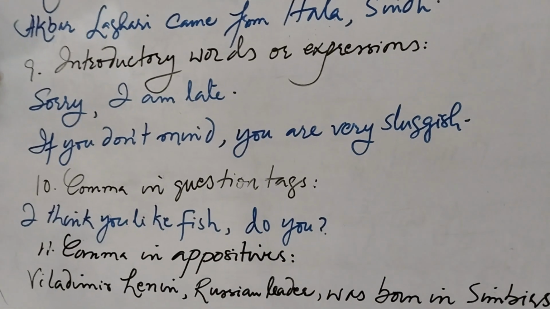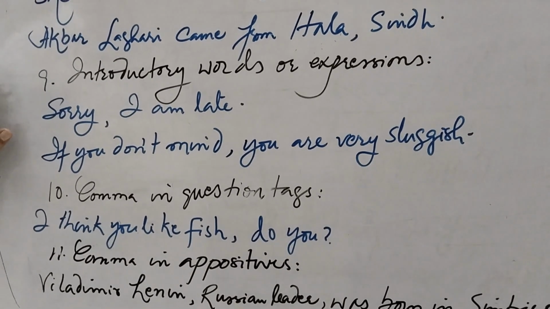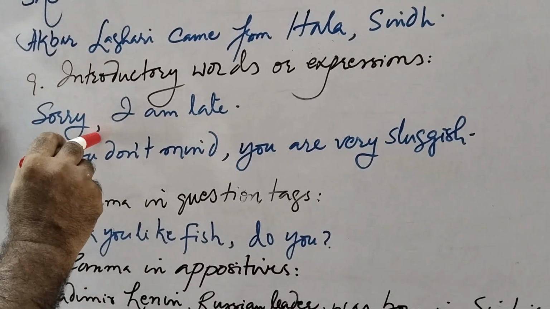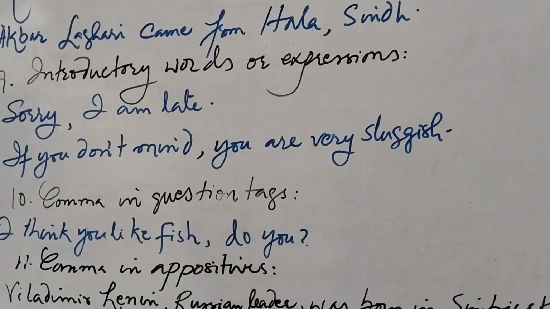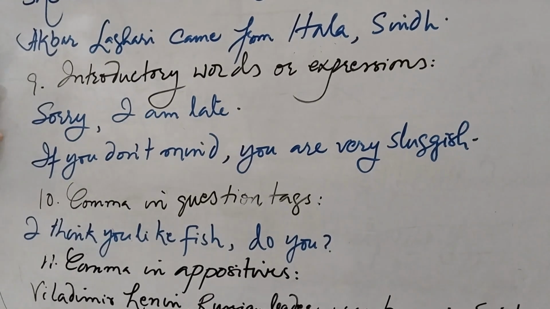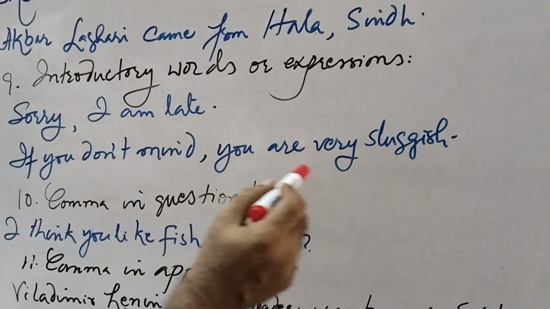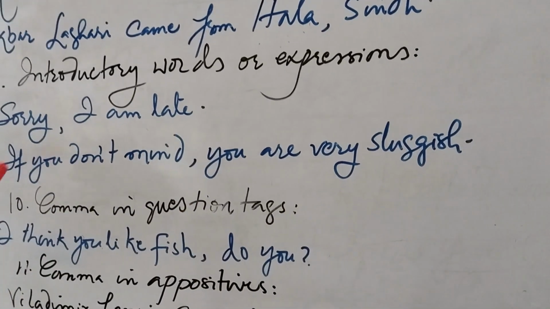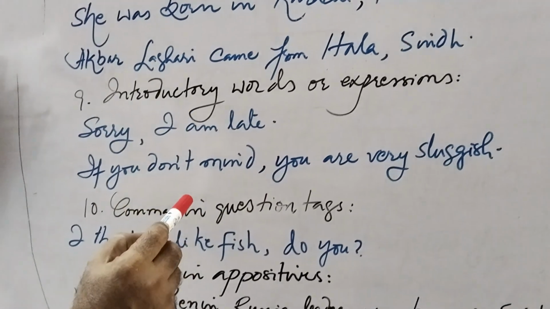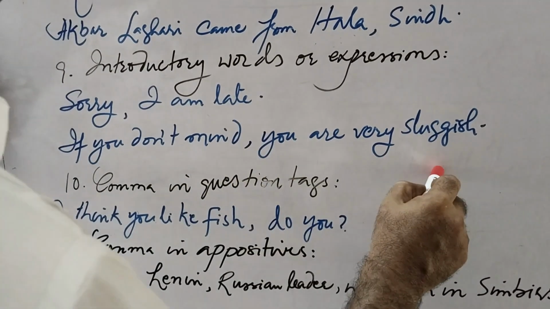Introductory words or expressions, when they are at the beginning of the sentence, we put a comma there. Just like here is a sentence: sorry, I'm late. So we have to put a comma after sorry, and then we continue the sentence. We may have some expressions that are phrases or clauses, just like we have a clause here: if you don't mind, you are very sluggish. We look at this clause that it's almost a complete sentence, but as it is introductory, we have to put a comma here. If you don't mind, comma, you are very sluggish.